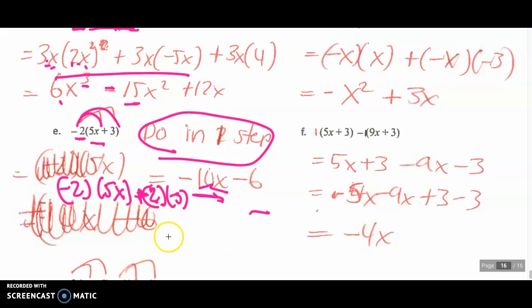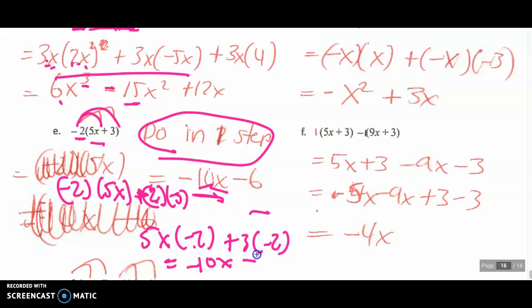Okay, you're probably better off writing it like this, to tell you the truth. 5x times negative 2 plus 3 times negative 2. That just keeps the signs in order. It just seems a little weird to put what you're multiplying at the back, but you could do that. And if you do that, you end up with minus 10x and minus 6. Okay, but hopefully you get to the point where you don't have to do that. You can just open up the bracket and do that part in your head.